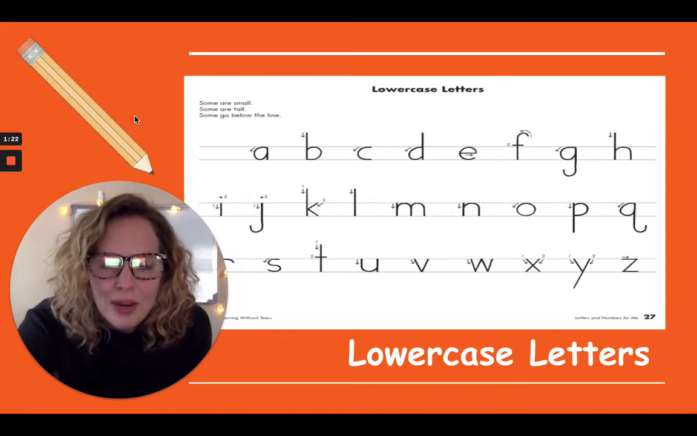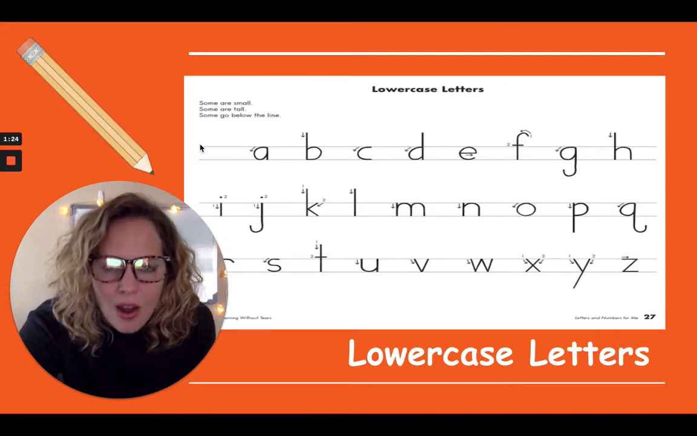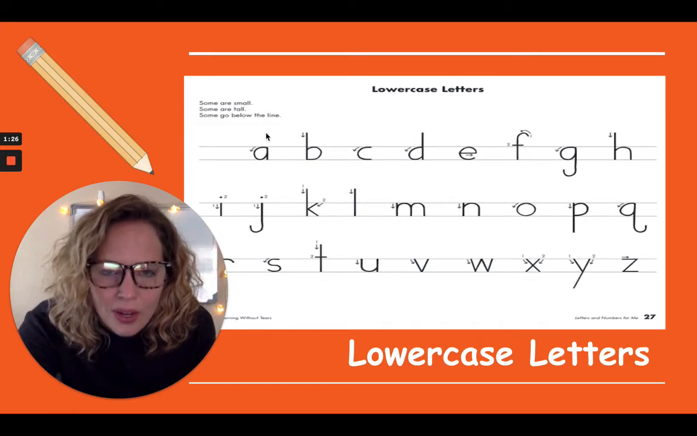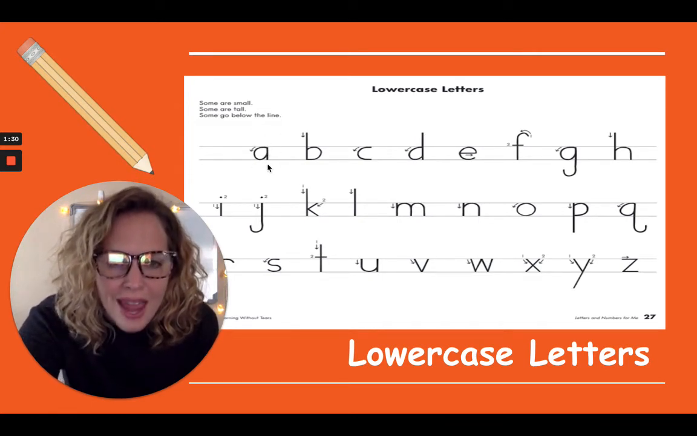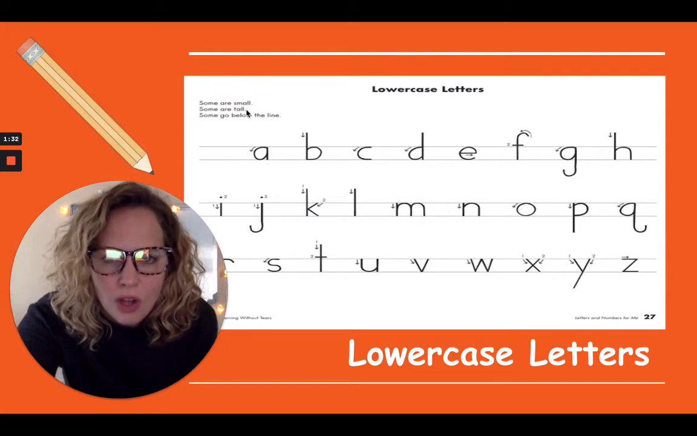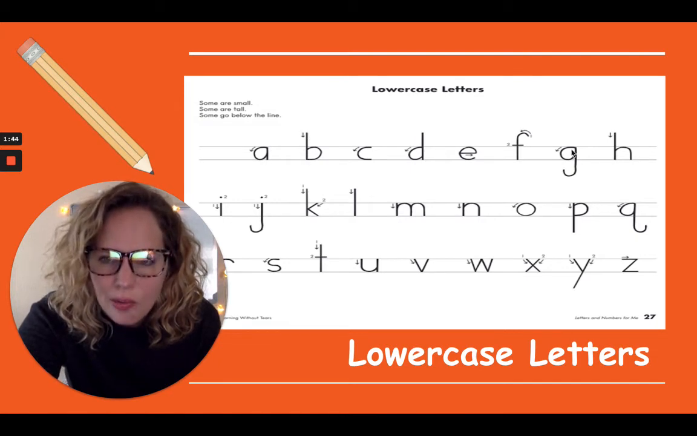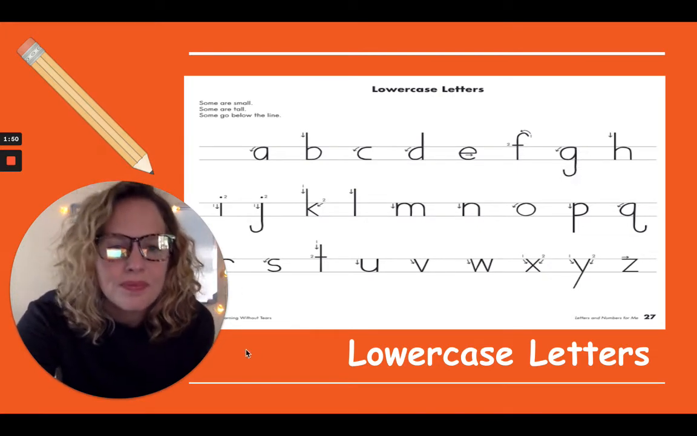All right, we're going to practice our lowercase C, O, and S. So our lowercase letters, some are small, like our lowercase a. Some are tall, like our lowercase b. Some go below the line, like our lowercase g. So right here we have small, tall, and goes below the line. This one, it has a little curve and a little tail that goes below the line.